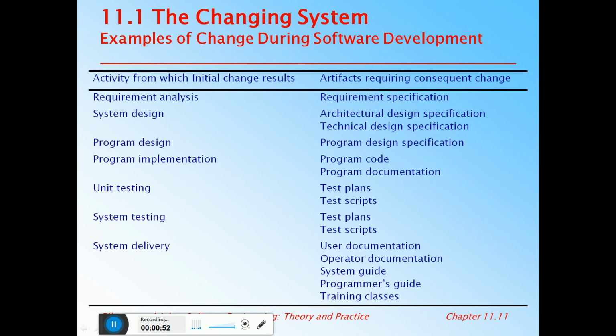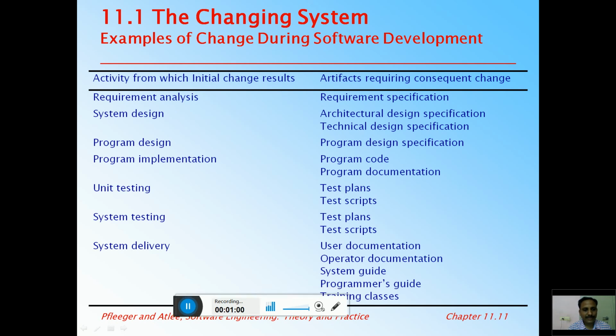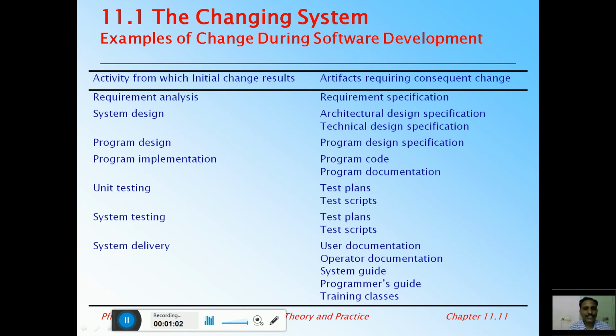examples of change during software development. So in which phases do we have the change, whenever we are doing some activity from which an initial change results? During maintenance we need to do some modifications in any one of the phases of the software development life cycle. We know that a software development cycle has 7 phases. Whenever we need to do maintenance, we have to do some modifications in some phase.